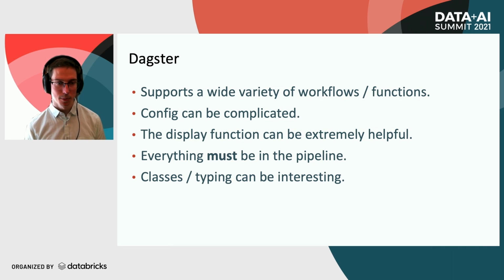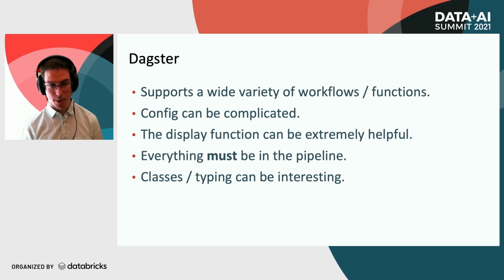So I find that the config in Dagster can be a little complicated, especially if you don't let Dagster auto configure it for you. I found that their display function that they had, that they pulled out in version 0.8 to print out the structure of the DAG inside of a notebook can be extremely helpful. So we just brought that back in. We found out that everything must be in the pipeline. Where a PySpark ML pipeline, we're able to go back and forth between data frames and do that quickly and easily, a Dagster pipeline was a little bit more rigid in that way. So we'll walk through how to make that a little bit more flexible.